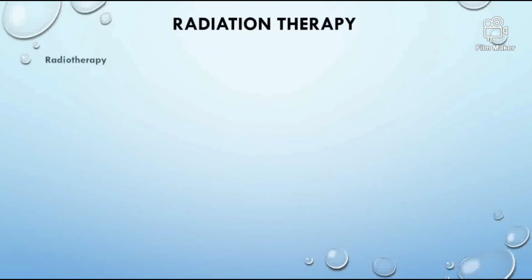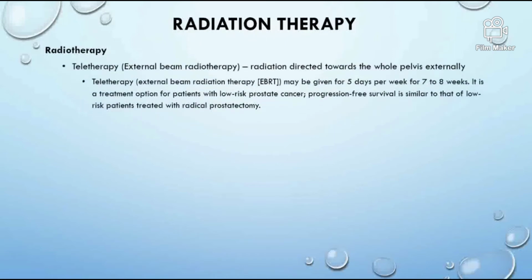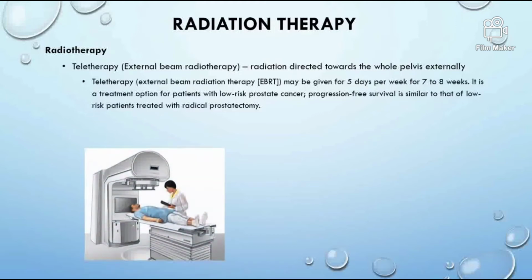Next is radiation therapy, which is of two types also. That is teletherapy, or external beam radiotherapy, with radiation directed towards the whole pelvis externally. It is also called EBRT, and it may be given 5 days per week for 7 to 8 weeks. It is a treatment option for patients with low-risk prostate cancer. Progression-free survival is similar to that of low-risk patients treated with radical prostatectomy.